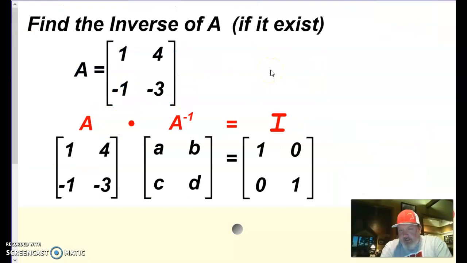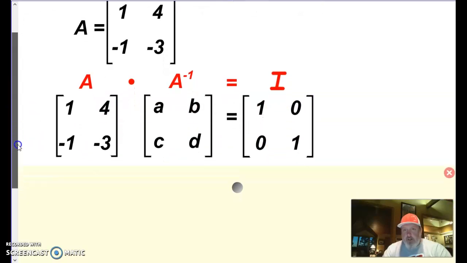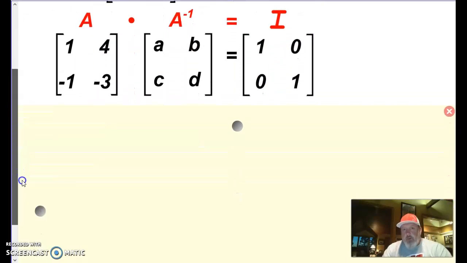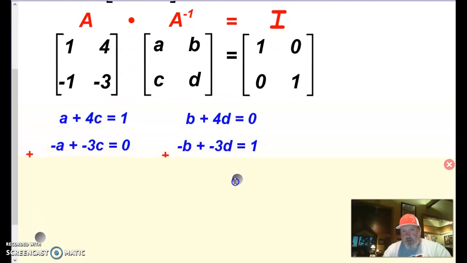All right, finding the inverse. Can you just type this into your calculator and get an inverse? Yes, you can. When we get into 3 by 3s, that's how we're going to handle that. But for 2 by 2s, we can actually do this by hand, and we'll get a system of equations. So we have matrix A. We don't know the inverse, but we do know when we take A times the inverse that we should get the identity. And so what we're going to do here is set this up so that when we multiply, we're going to get a system of equations. And I'll show you that real quick.